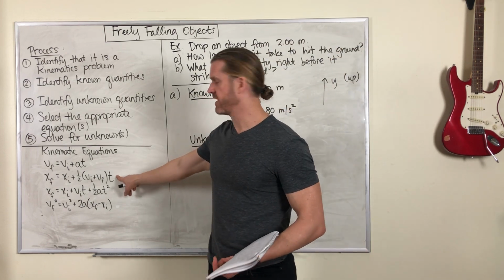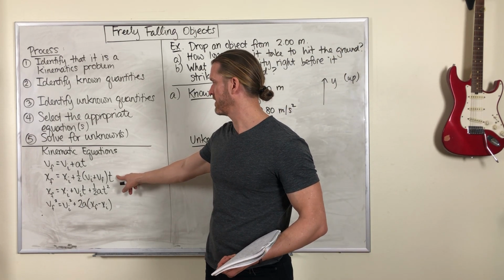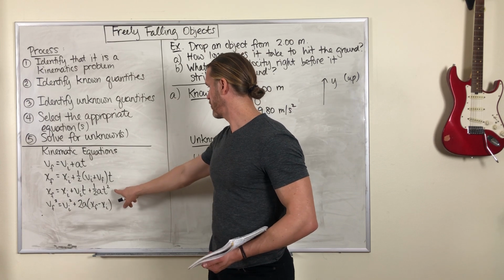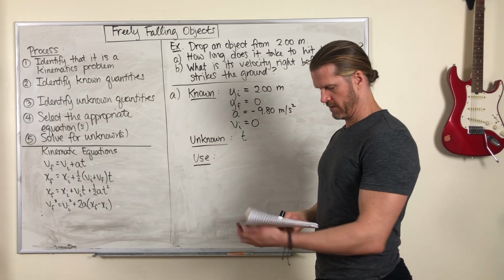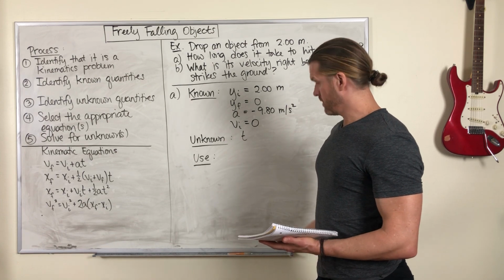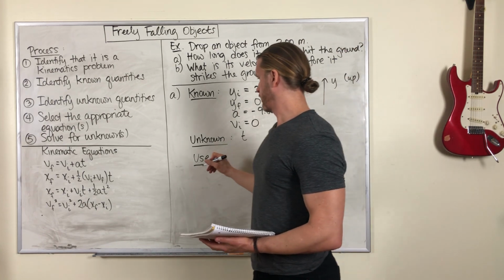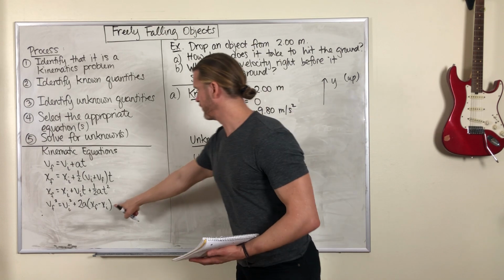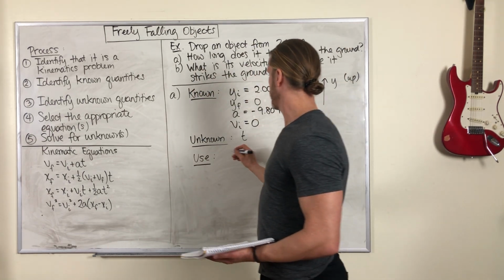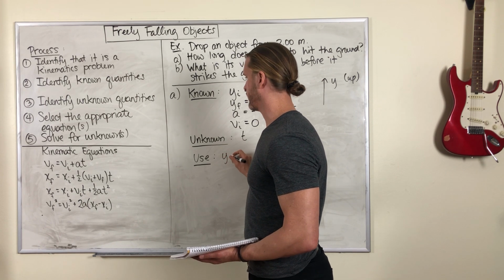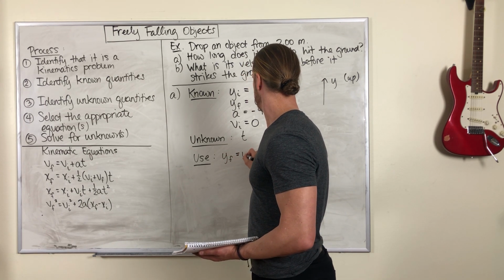Equation 2, we can't use that either for the same reason, too many unknowns. Equation 3, this looks pretty good. And equation 4 we can't use either because we don't know v final. So equation 3 is the one we want to use, and again, I'll just replace the x's with y's.